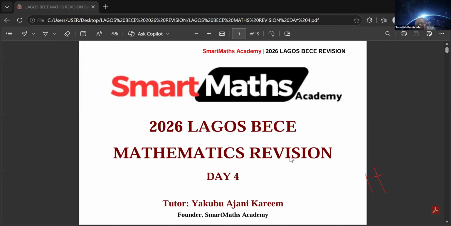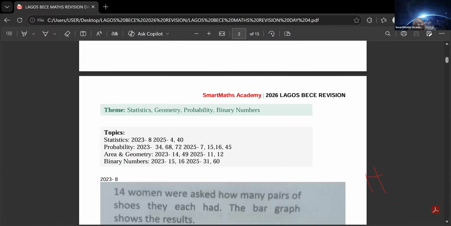When we talk about statistics, under statistics we have mean, median, mode. That's the measure of averages for your level. You can have pie charts, bar charts, and the rest. Then we go to probability. So that is what we are looking at today. We'll start with this question here. This is 2023, question 8.